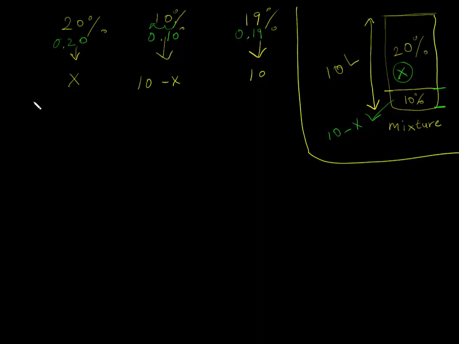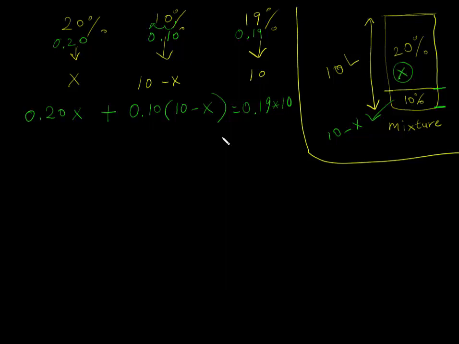Right? Now let's make an equation from all this information. So the equation will be 20% of X, so 0.20X plus 10% of 10 minus X, that means 0.10 times 10 minus X must be equal to 19% of 10 liters. So 0.19 times 10.